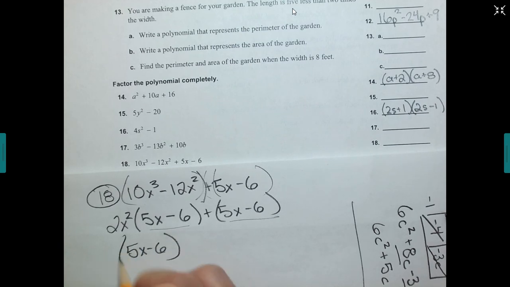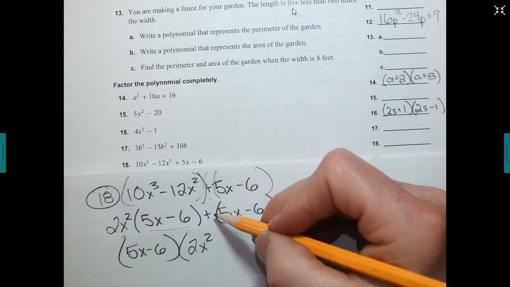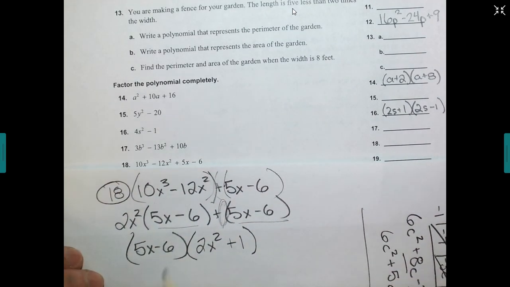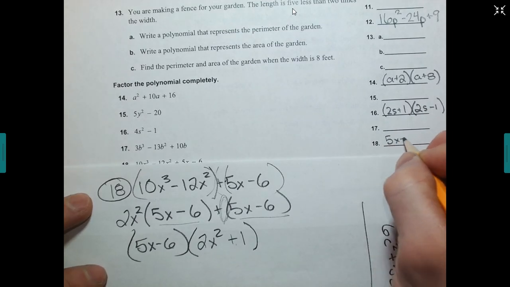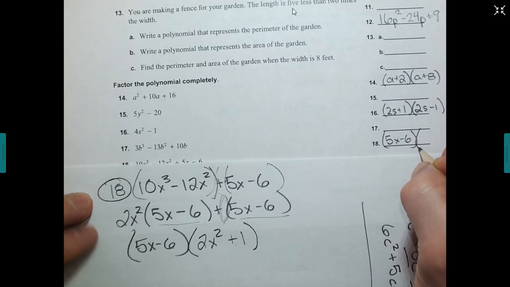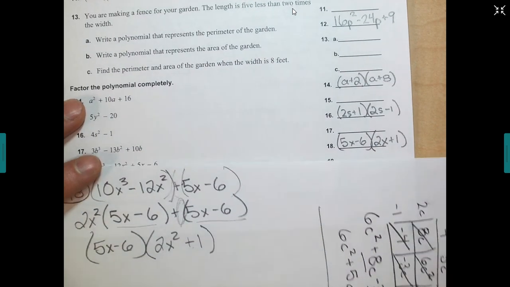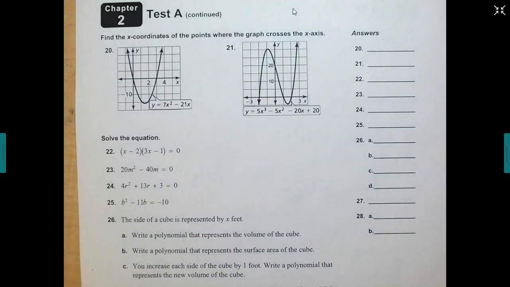5x minus 6. And what I have left is 2x squared plus, what goes right here? Plus 1. And that is factored completely. Because those aren't perfect squares, and they're not subtracted. Okay, so there's our complete factored 5x minus 6 times 2x plus 1. All right. Now, I did both of these for you yesterday, so you've got both of those.